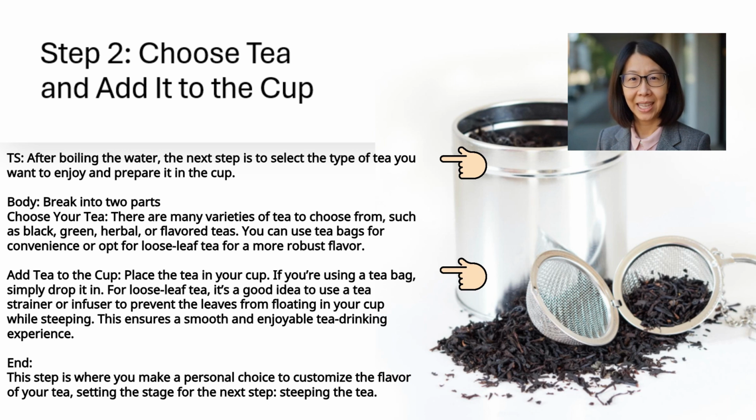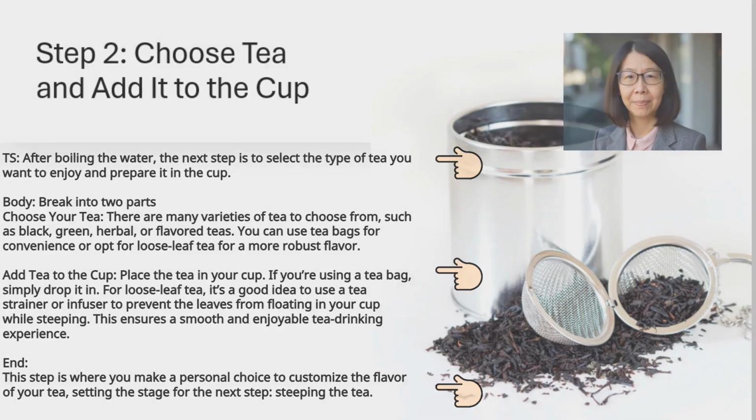For loose leaf tea, it's a good idea to use a tea strainer or infuser to prevent the leaves from floating in your cup while steeping. This ensures a smooth and enjoyable tea drinking experience. This step is where you make a personal choice to customize the flavor of your tea, setting the stage for the next step, steeping the tea.